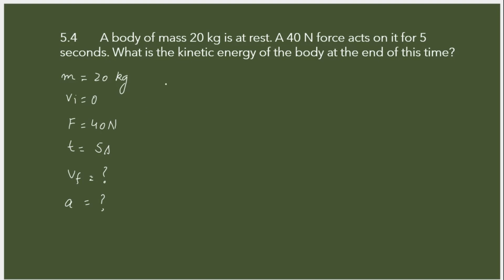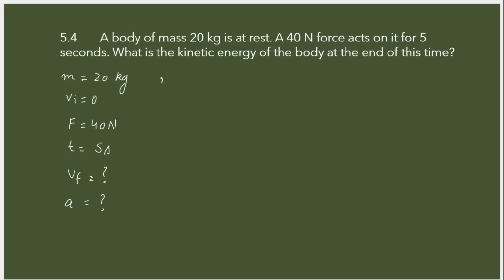So to calculate acceleration, we know that from Newton's second law of motion, F is equal to ma, and a is equal to F over m. Force divided by mass gives us acceleration. Here force is 40 Newton and the mass is 20 kilogram. So the acceleration will be equal to 2 m/s².